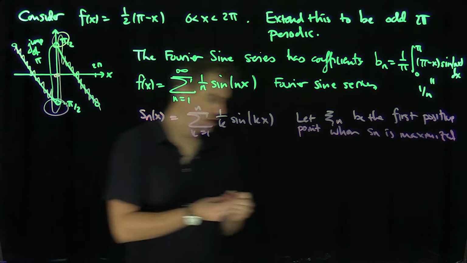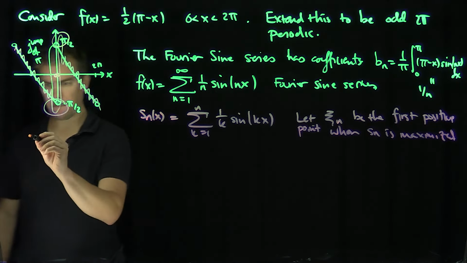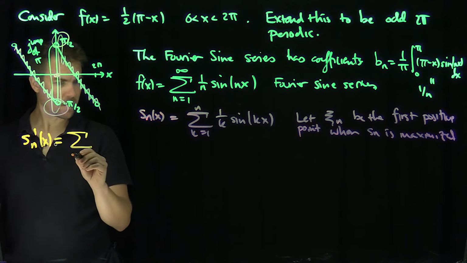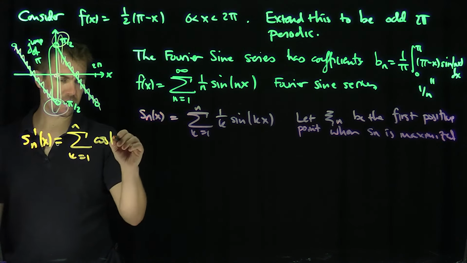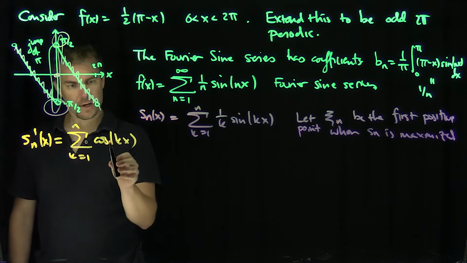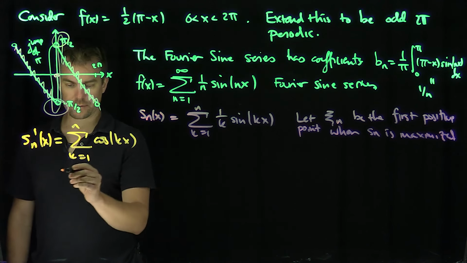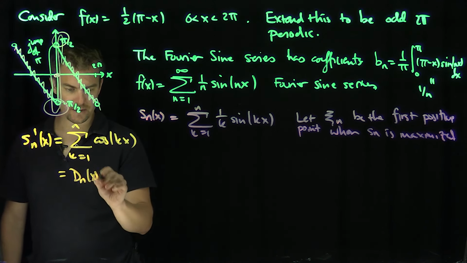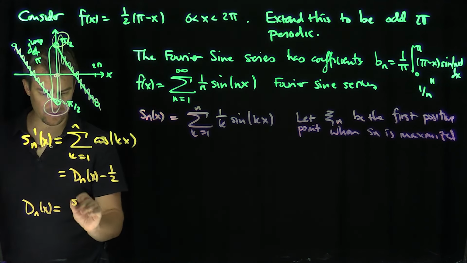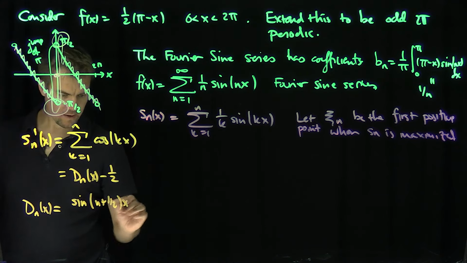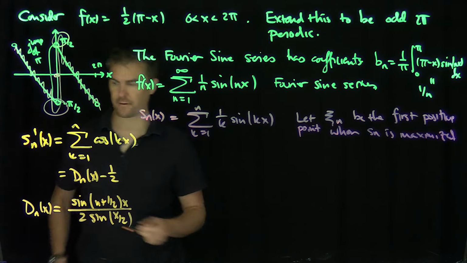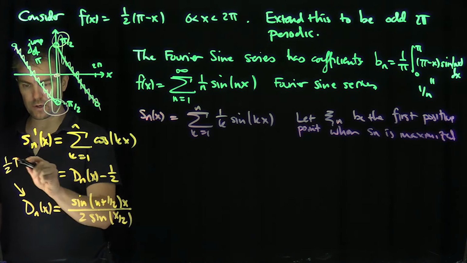Let's take the derivative of S_n of x. S_n prime of x is just going to be, well, the k's are going to go away, so we have the sum, k goes from 1 up to n, of the cosine of kx. Of course, this relates to the Dirichlet kernel. This is going to be D_n of x minus 1/2, where D_n is the Dirichlet kernel modified by a factor of 2: the sine of (n plus 1/2) x over 2 times the sine of x over 2. So it's 1/2 the Dirichlet kernel.